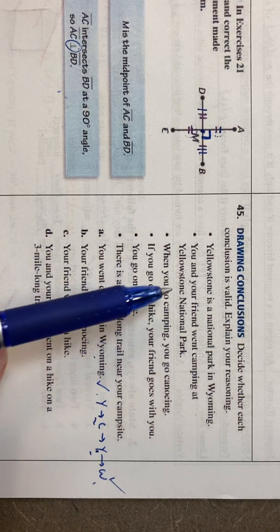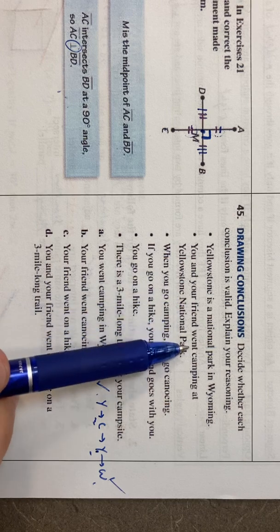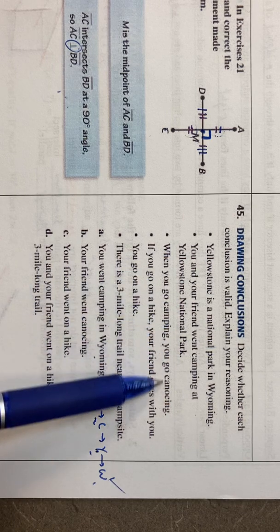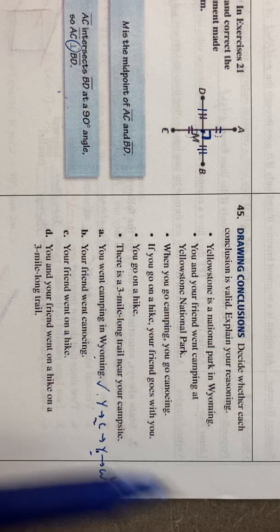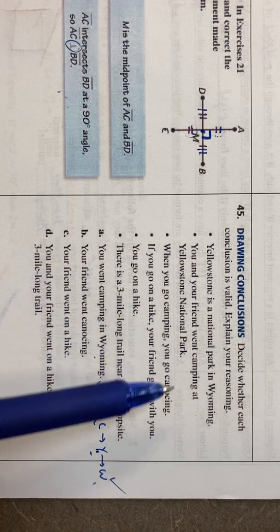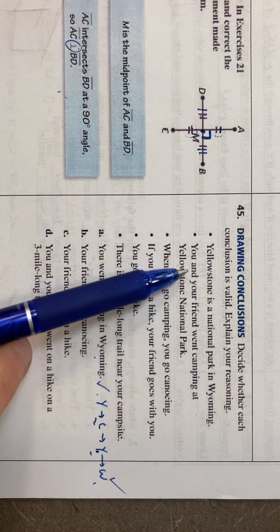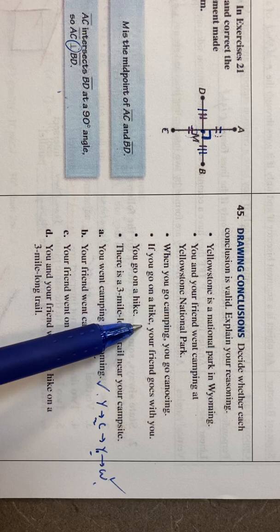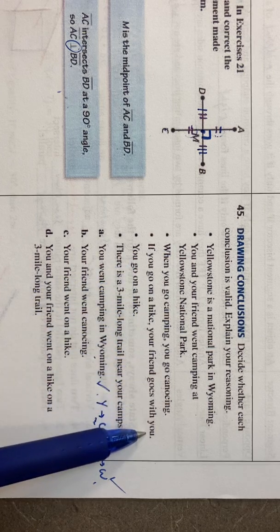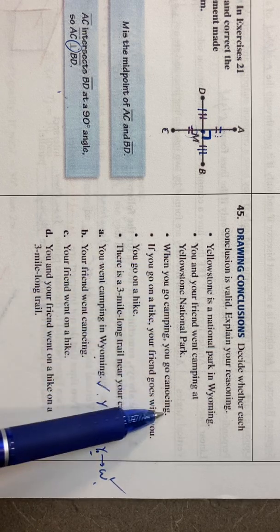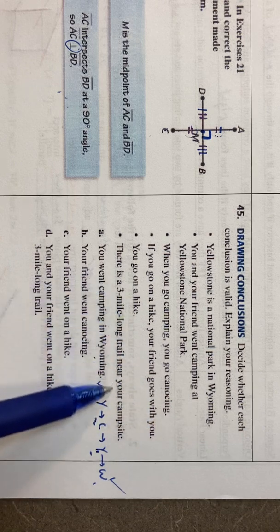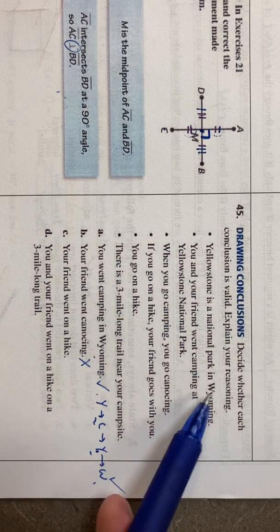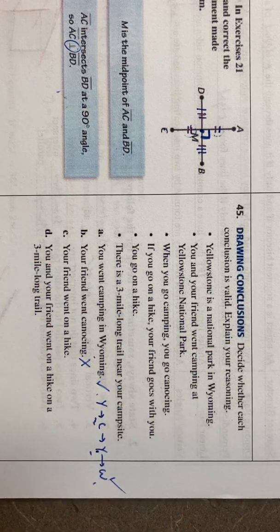Can you conclude that your friend went canoeing? Let's see, your friend went camping. When you go camping, you go canoeing. If you go on a hike, your friend goes with you, but it doesn't say when you go camping, your friend goes with you. So I don't think we can conclude that. I don't think we can use this information to say that your friend went canoeing.